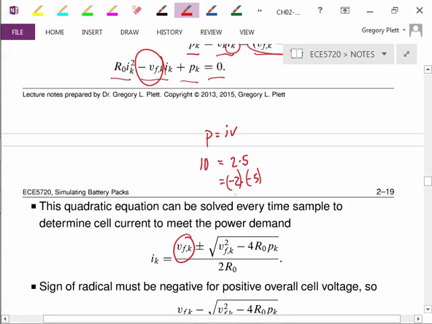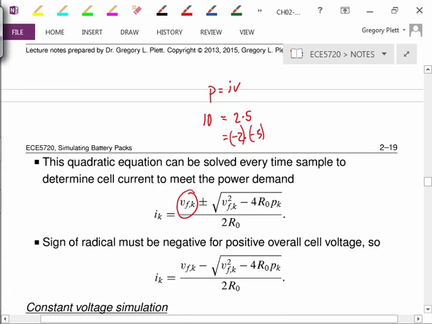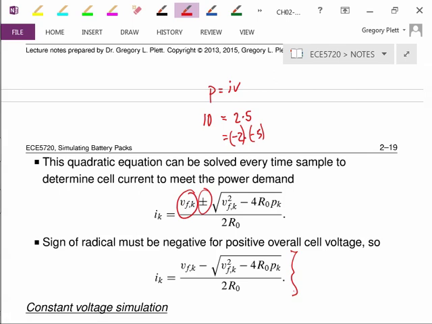So we determine to take the current which is the least positive. Remember, a positive current is a discharge current, so a very big positive current is going to tend to drive a cell voltage more negative. So we take the least positive by using the minus here instead of the plus here, and that gives us this equation. So in order to simulate a desired power over a specific interval of time, this is how we do it. We solve for current using this quadratic equation, and we get the right input current.